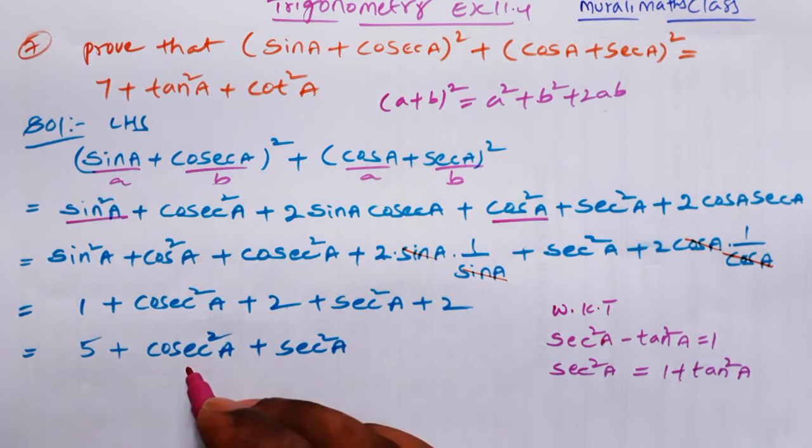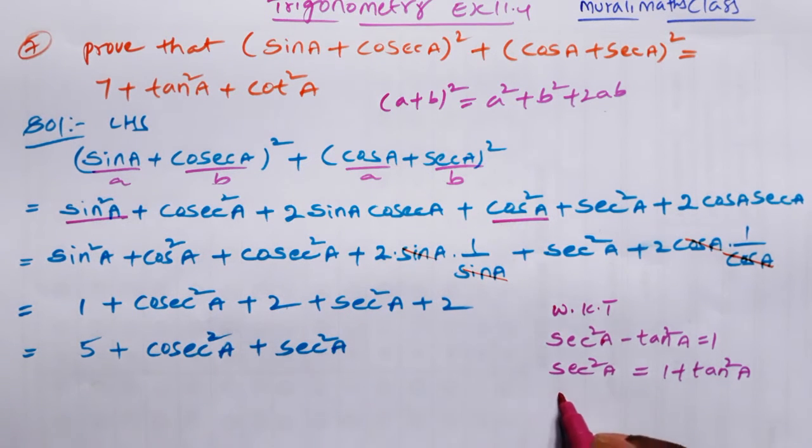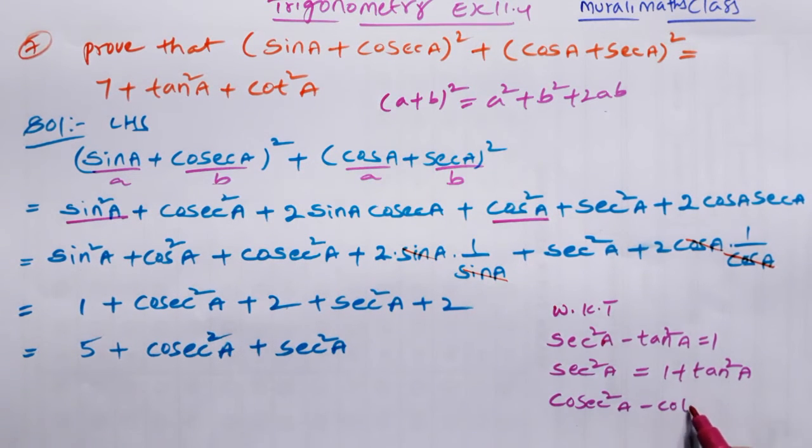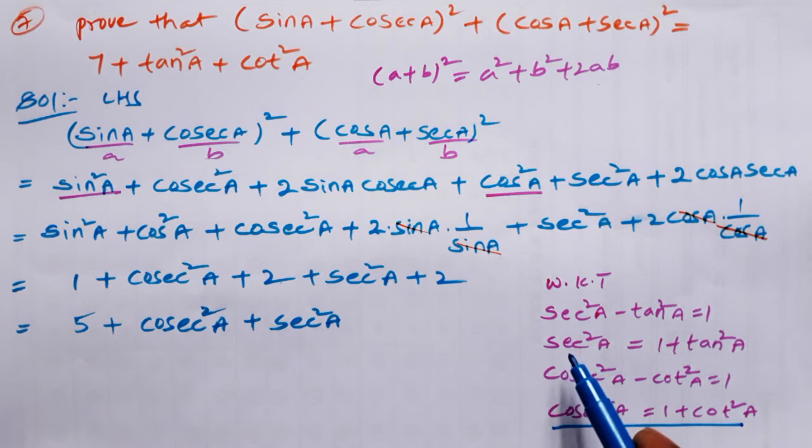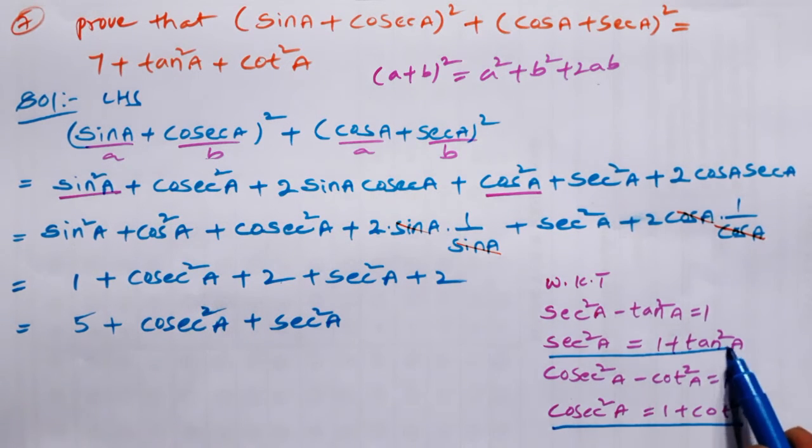In the same way we have to get the cosecant square A answer. We know that cosecant square A minus cot square A equals to 1. Minus cot square A is there, no? Take it on the right hand side. We will get cosecant square A equals to 1 plus cot square A. So what are the answers now? Cosecant square A is 1 plus cot square A, secant square A is 1 plus tan square A.